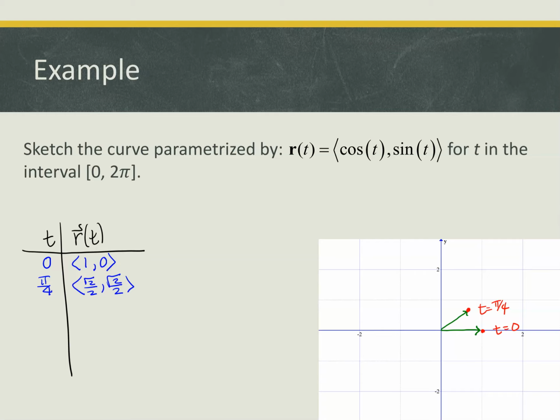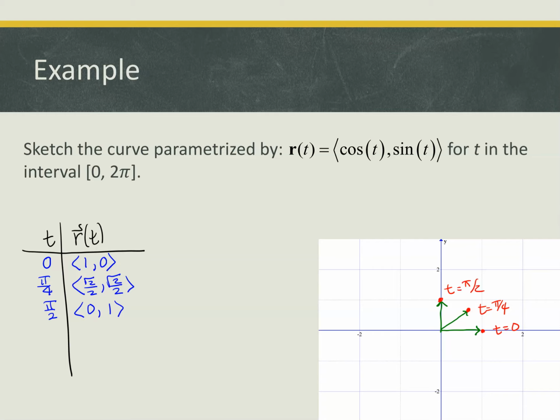Choosing another value for t, let's go with pi over 2 this time. Cosine of pi over 2 is 0. Sine of pi over 2 is 1. So our position vector this time is 0, 1. So something that looks like that. And at its end is a point on our curve.